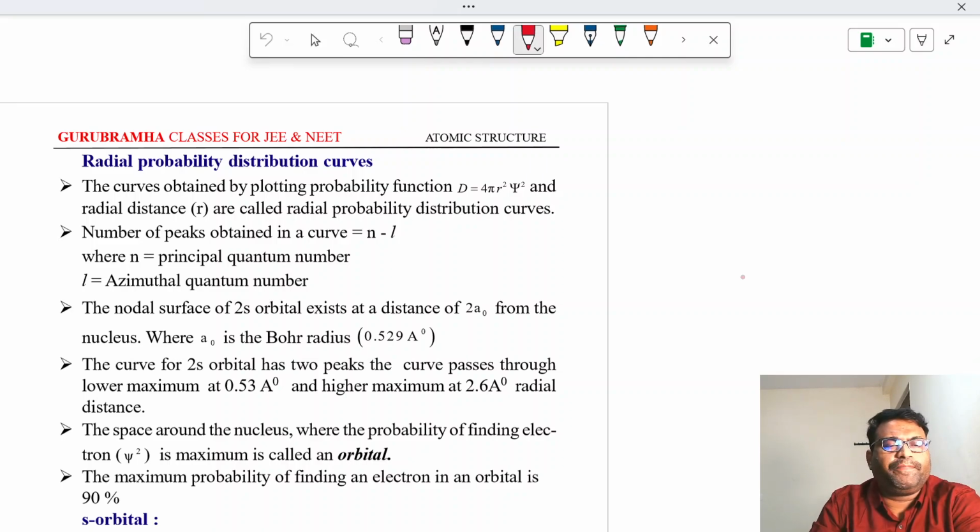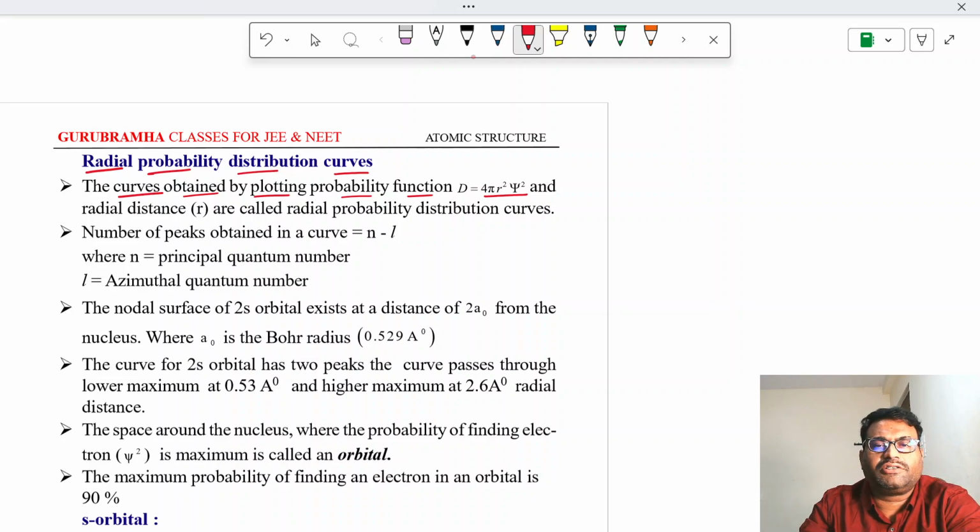Today's topic is radial probability distribution curves. What are those radial probability distribution curves? Generally, a curve obtained by plotting the probability function, which is also called P or D, 4 pi r square psi square, against radial distance. So let us see that.